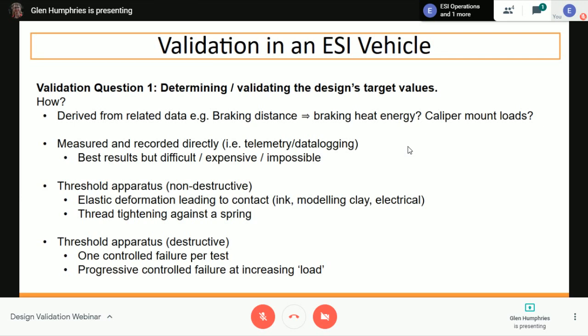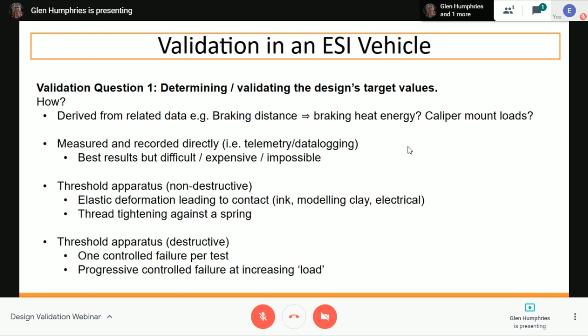Right, other options. So this is where we need to start getting a bit more creative. And I'll make a bit more of a point later on about how we can get into validation, we'll say, on the cheap, on a budget. And two of the methods that I keep trying to suggest to students here, I've sort of summarized as what's called threshold apparatus.